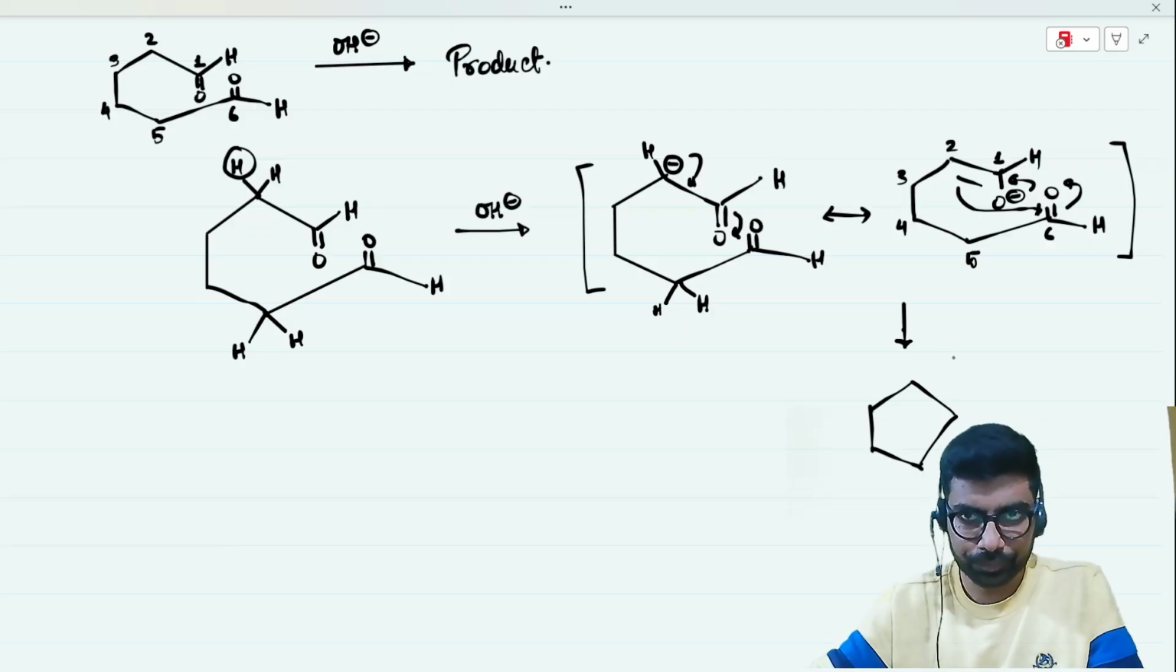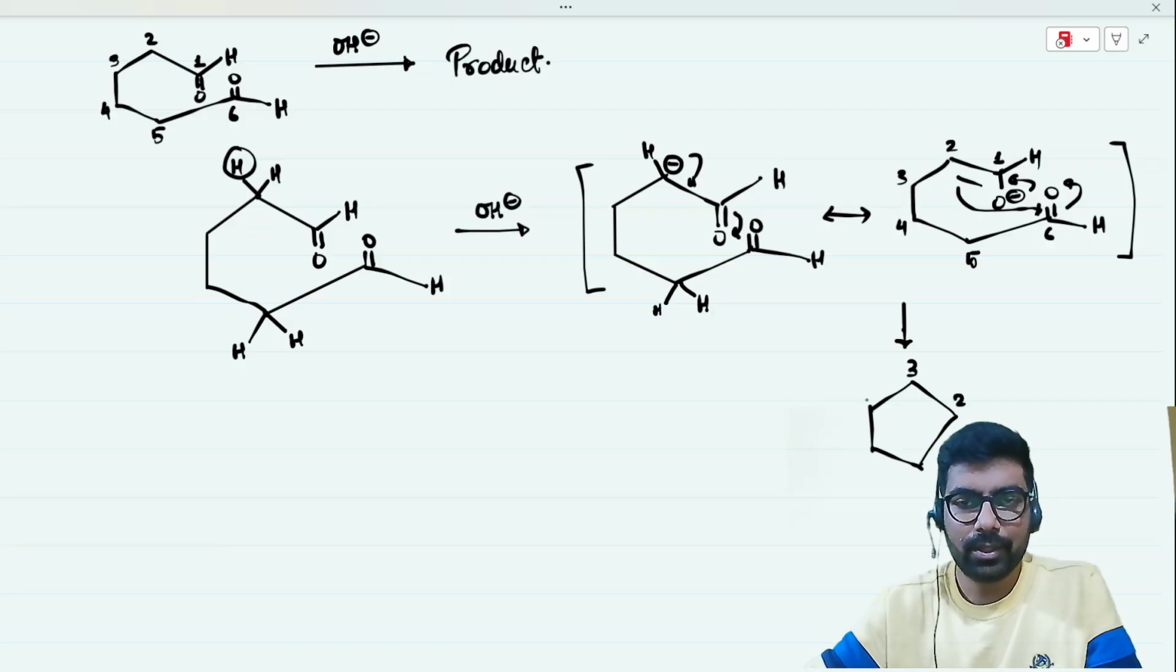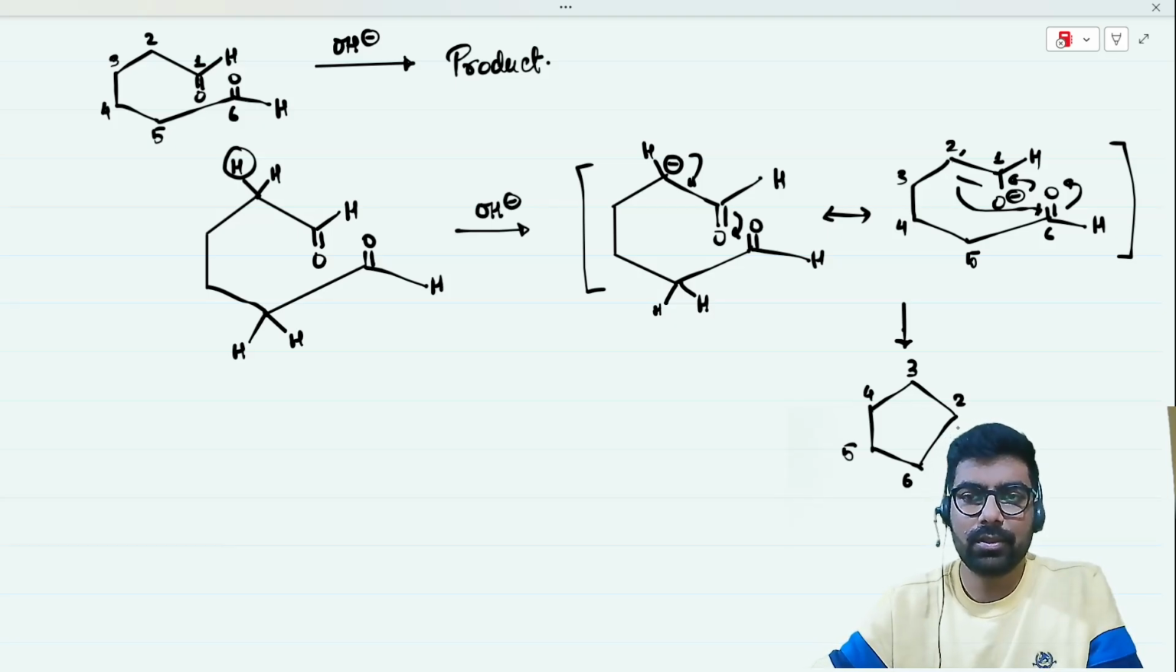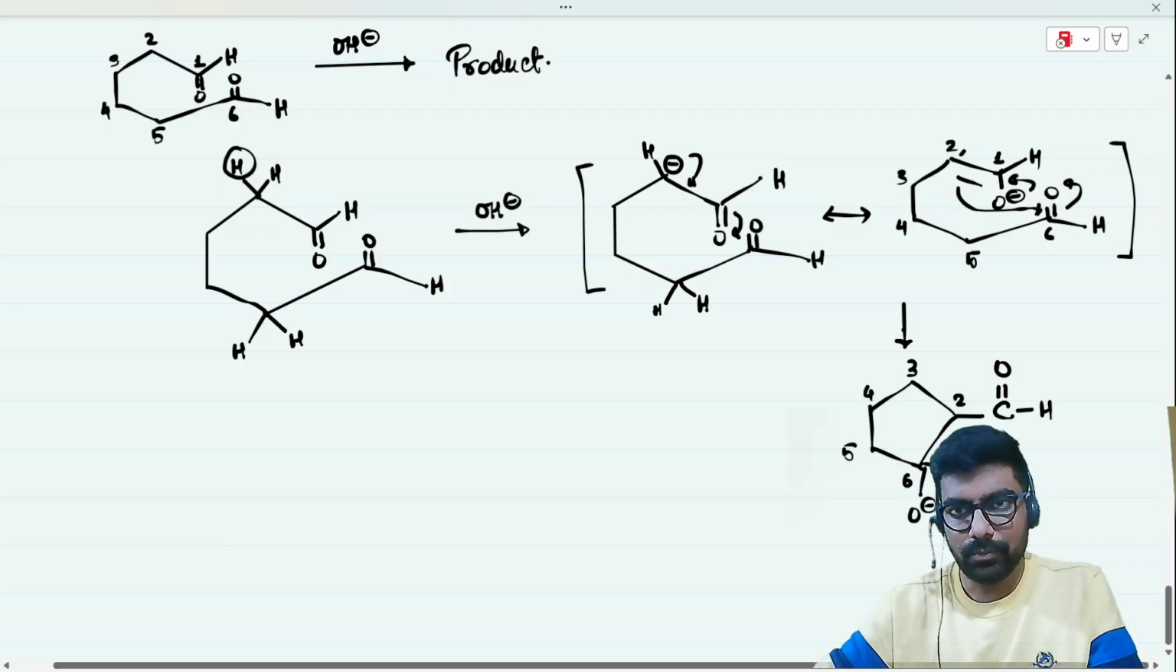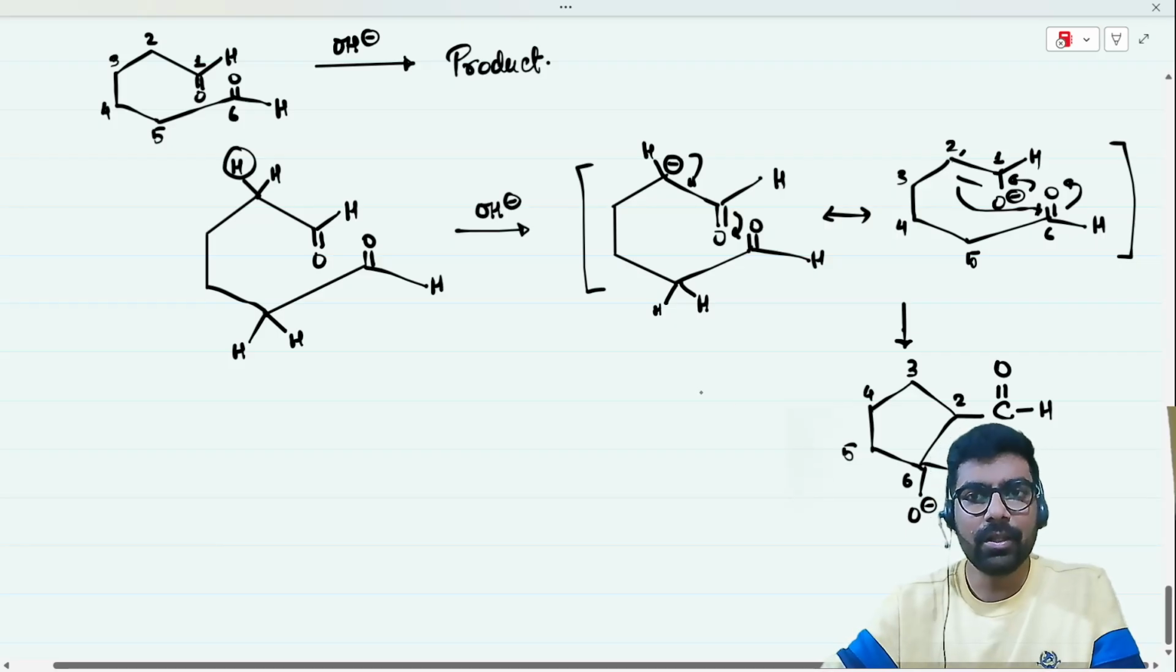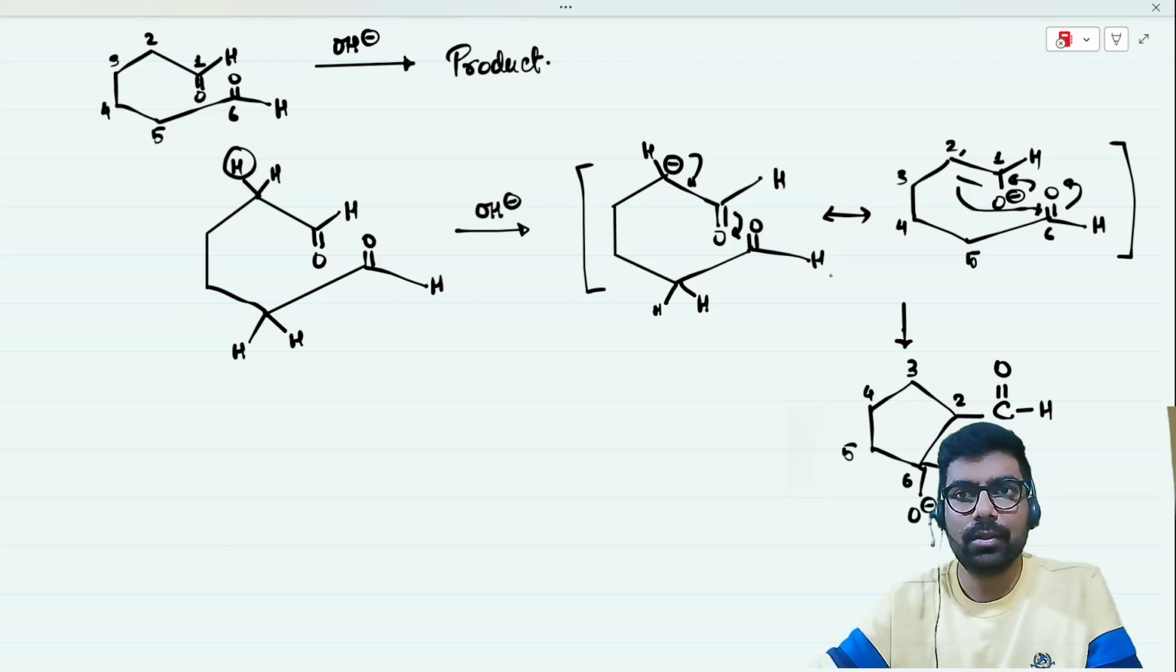The first one is C2, then we have C3, C4, C5, and then C6. Now with this C2, there is a CHO group attached, C double bond O and H. With C6, this O will open up, so we will have O minus and H. Clear? So this is also there.